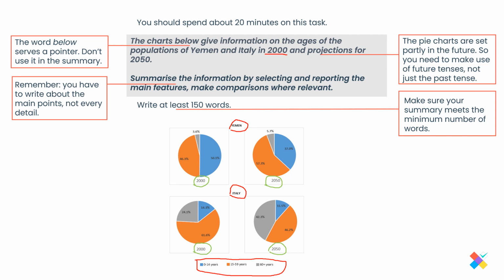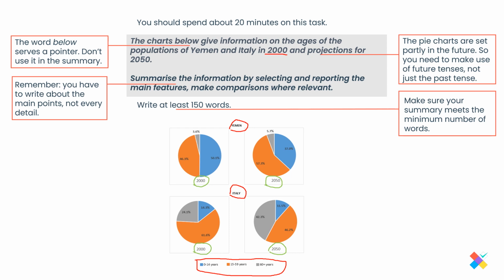Okay, and now we get to the most important part. What is the most obvious thing that the data show us? So the 2 most obvious things are that Italy had a much older population than Yemen in 2000. Or if you want to go the other way around, Yemen had a younger population. And both populations are predicted to be much older in the future.